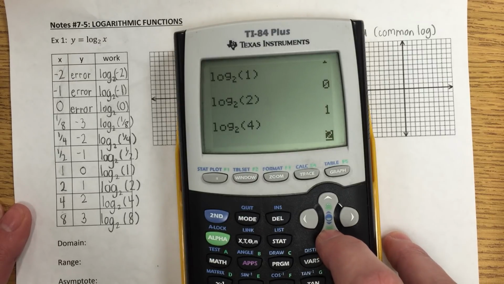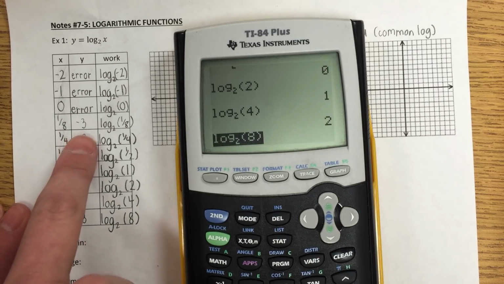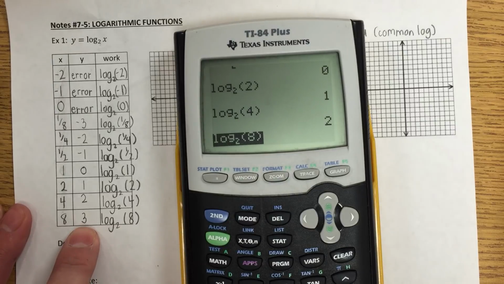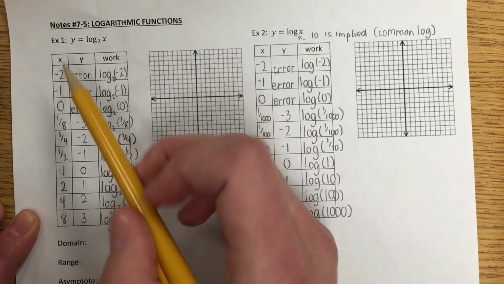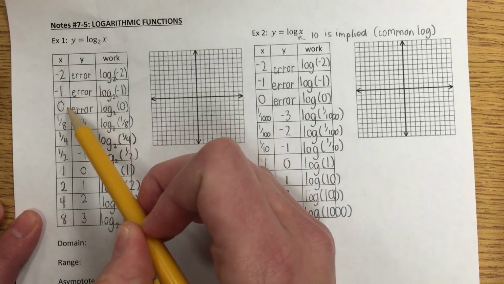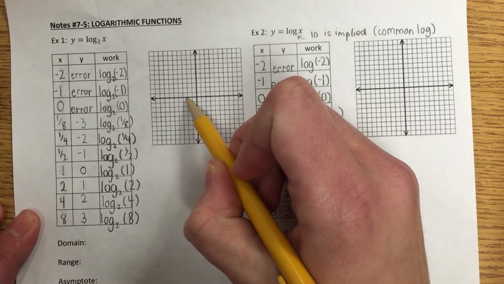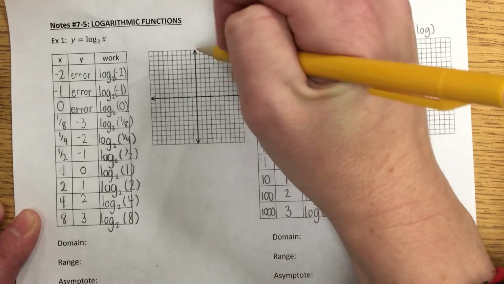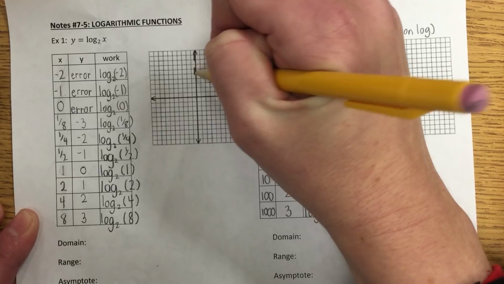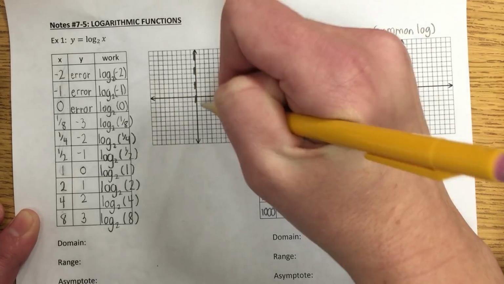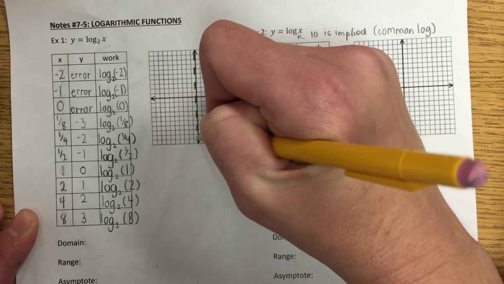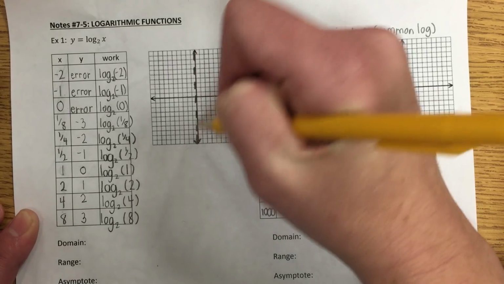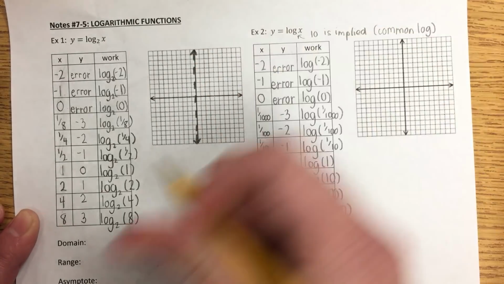So all I did was plug in various x values to give me corresponding y values so I can have something to plot. The reason I chose a couple of negative x values and 0 is because you'll notice all of the negative x values and 0 have an error. That is because, you guessed it, we have a vertical asymptote on this graph at x equals 0. So I have an asymptote here at x equals 0.